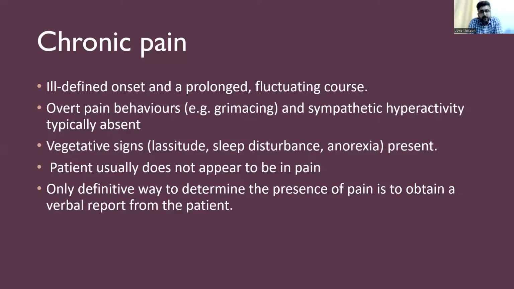So chronic pain usually has an ill-defined onset and a prolonged fluctuating course. The patient may not be able to tell you exactly when the pain started, and it has a prolonged fluctuating course. There may be periods of decreased pain. There may be sudden increase in pain in between. The overt pain behaviors, as we mentioned earlier, will not be present usually. Vegetative signs will be present: lassitude, sleep disturbance, anorexia, etc. The patient may not look to be in distress, in the traditional sense. Here, the only definitive way to determine the presence of pain is to obtain a verbal report from the patient. So this is one important distinction that we have to make between acute and chronic pain.